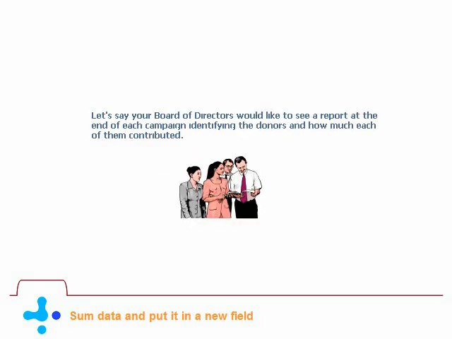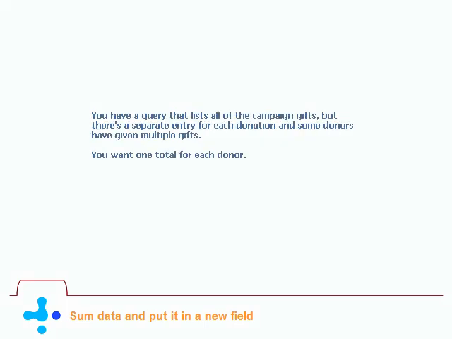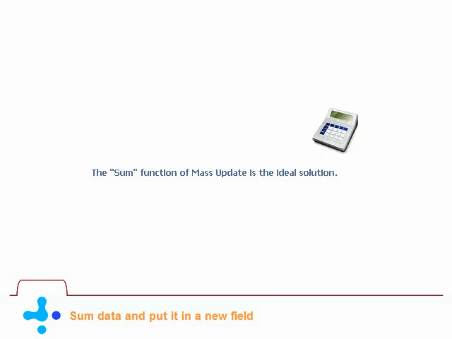Let's say your board of directors would like to see a report at the end of each campaign identifying the donors and how much each of them contributed. You have a query that lists all of the campaign gifts, but there's a separate entry for each donation, and some donors have given multiple gifts. You want one total for each donor. The sum function of mass update is the ideal solution.